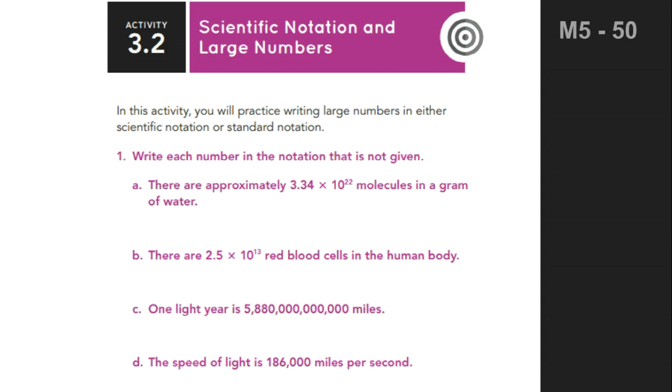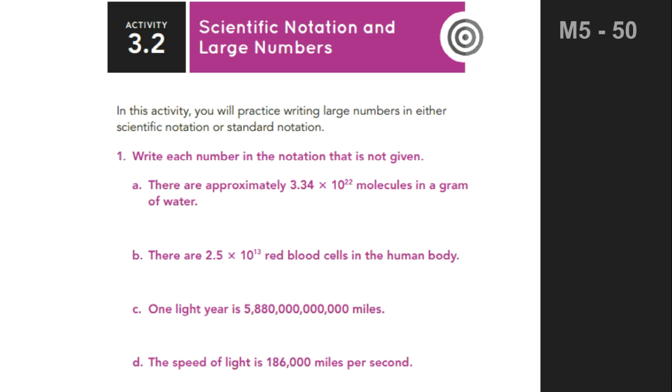So in this section, the directions say, in this activity, you will practice writing large numbers in either scientific notation or standard notation. And then our directions, number 1, say write each number in the notation that is not given. So obviously, if they give us scientific notation, we're going to write it in standard form. If they give us standard form, we're going to write it in scientific notation. Now, there's a couple things we're going to jot down just as some quick notes to guide us through this, and then we're going to go ahead and get started.